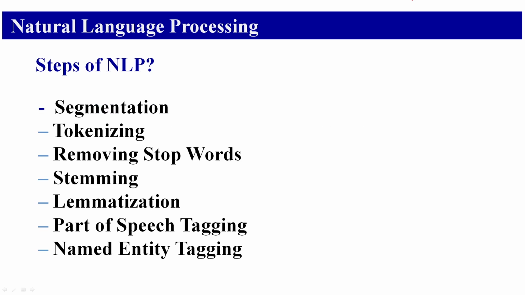Now, what are the different steps of NLP? Obviously, first is segmentation. You have to divide the text into different segments, and that is very important. Then you do tokenization of words, some parts of text. You can also remove stop words. Okay, stop words. There are a lot of words which will make the sentence stop, right? Stemming, lemmatization, parts of speech tagging, and named entity tagging. These are the different things. There are actually 7 different steps of NLP.